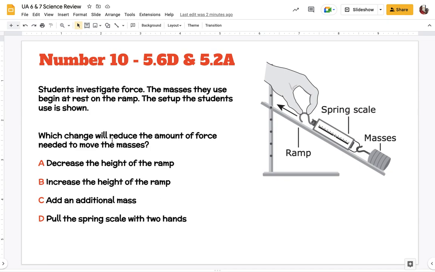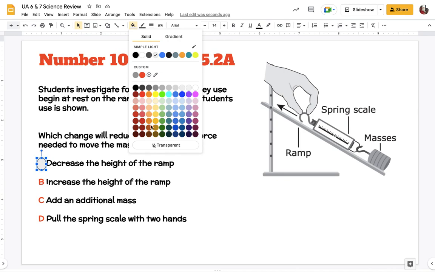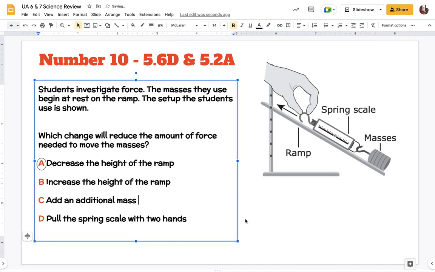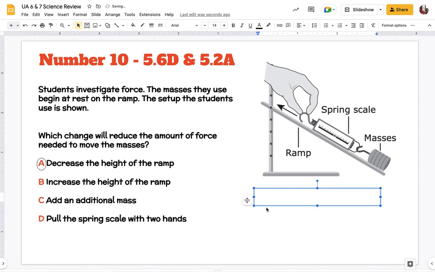So let's go ahead and we're going to circle answer choice A, because it just so happened to be the first one we used. Okay, transparent, and time for our reasonings. Let me get out my text box. And we're actually going to use my little example of the hill.